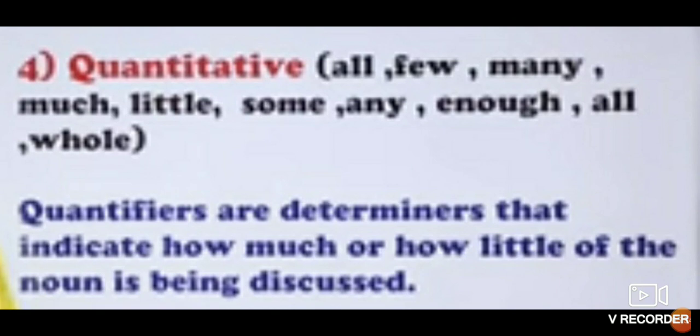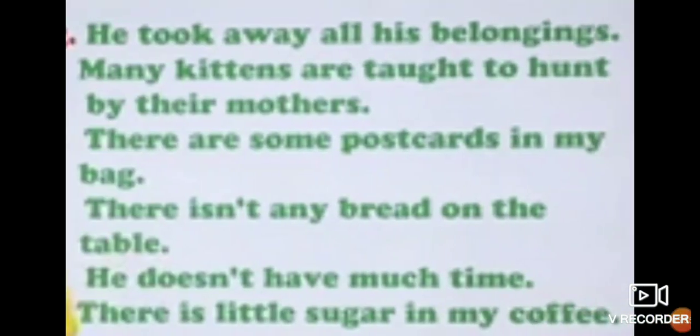It is also known as quantifiers. So quantitative determiners are all, few, many, much, little, some, any, enough, whole. Now quantifiers are determiners that indicate how much or how little of the noun is being discussed. So here we are talking about the quantity. You can see some examples.